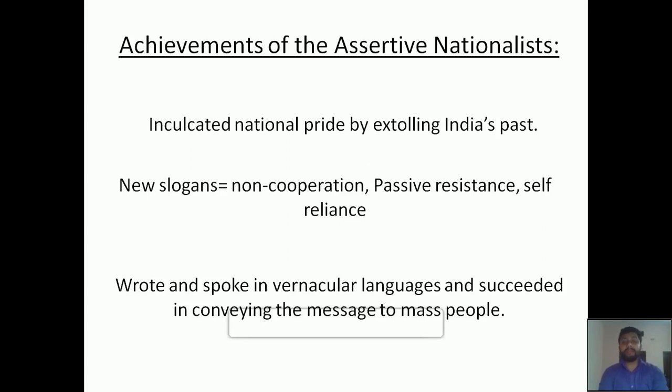Now the leaders understood the importance of the vernacular languages or local languages, and they started to speak and write, and through their speech and writings they were able to communicate their real feelings to the people, and they were able to succeed in conveying and influencing the people through their message. So gradually a large number of people started to organize or assemble in the name of nationalism. So it was the third important achievement of assertive nationalism.